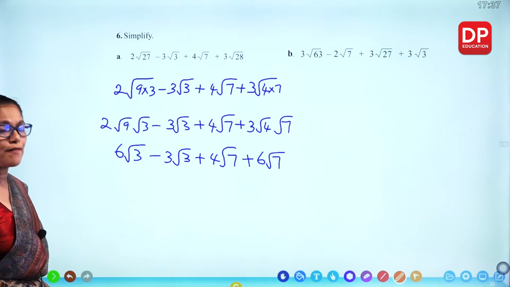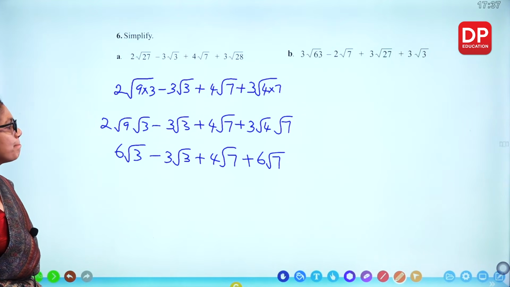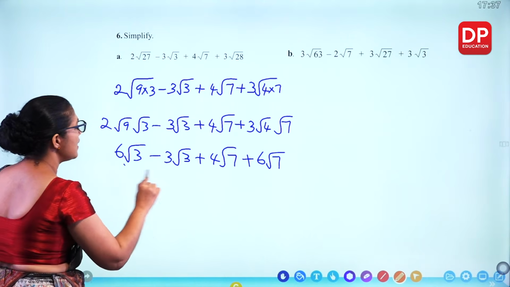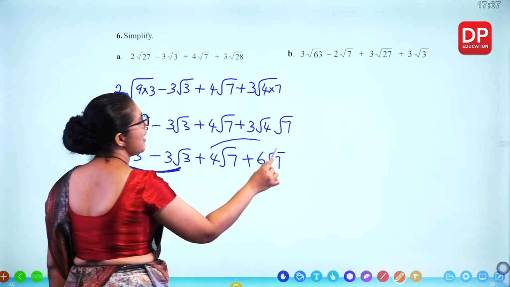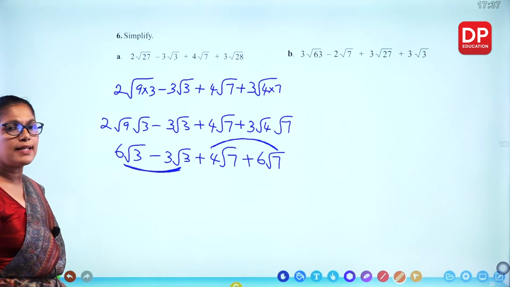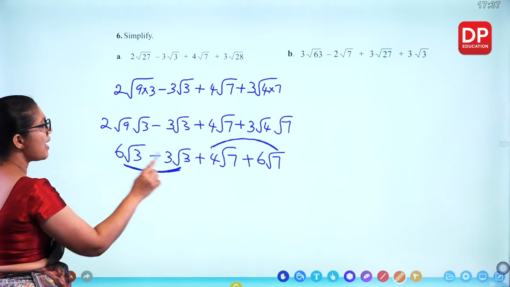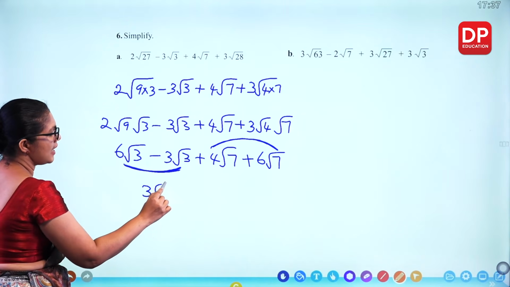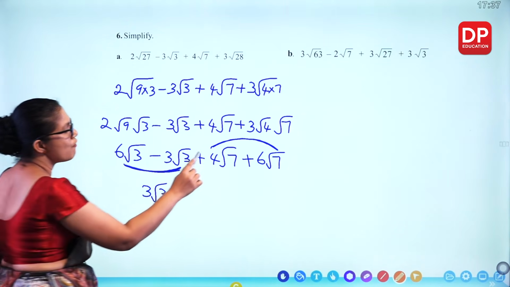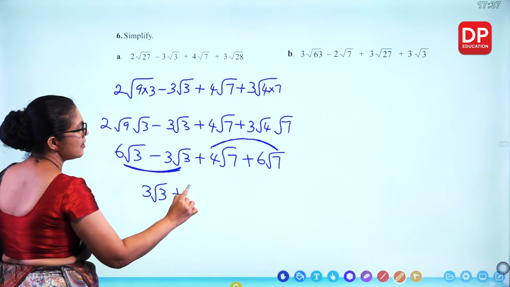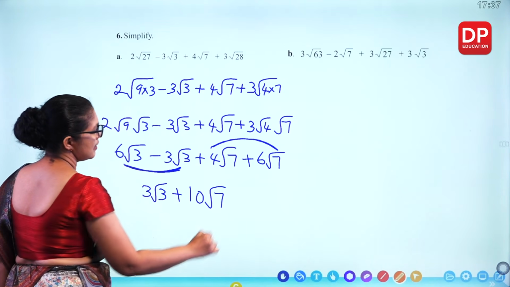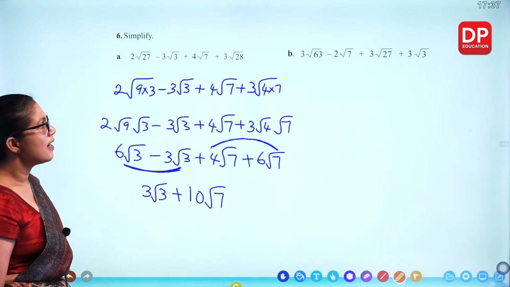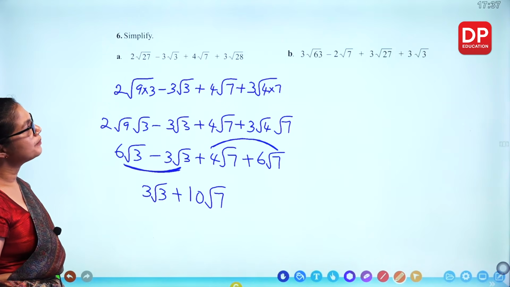Now can we simplify further? We can simplify the same surd values. So these 2 and these 2. So 6 minus 3, you get 3. 4 plus 6, you get 10. That's the answer. What about the next one?